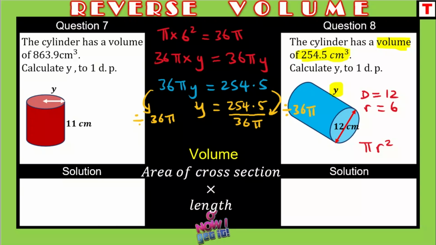So if I put this into my calculator, I am going to be getting 2.25. So this would be equal to 2.25. And I want my answer recorded to 1 decimal place. So therefore, this would result in our final answer here of y being equal to 2.3 centimeters.